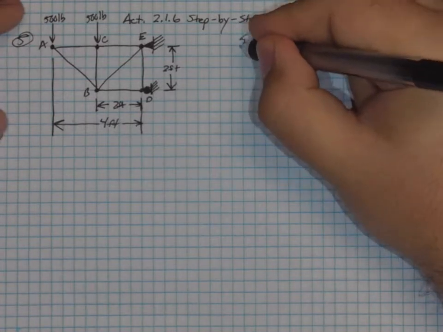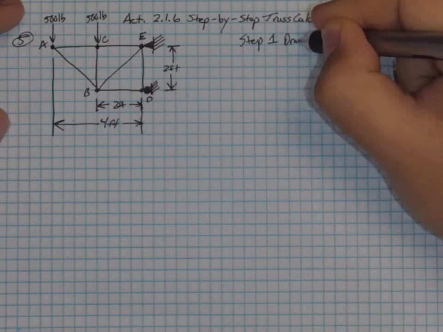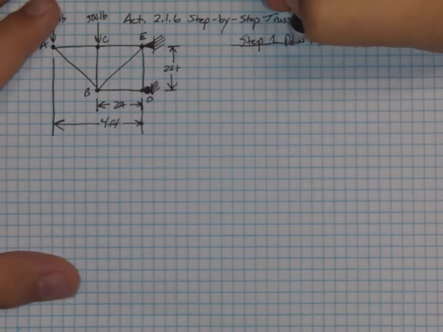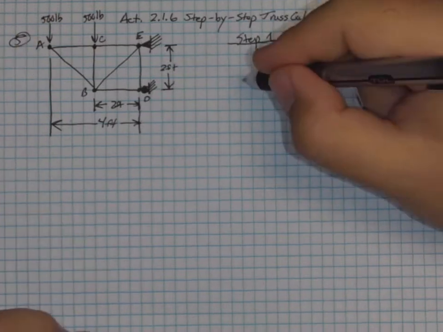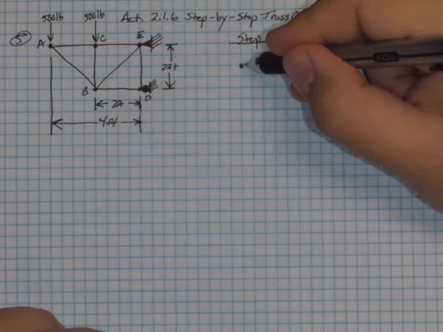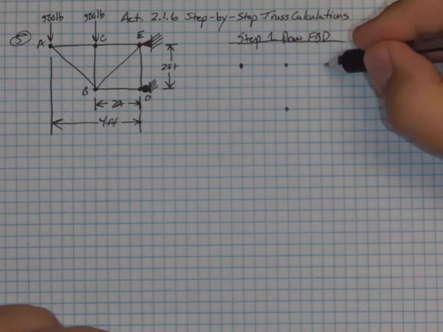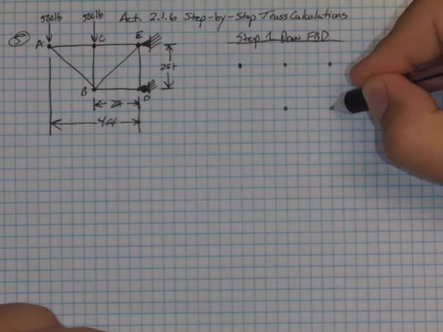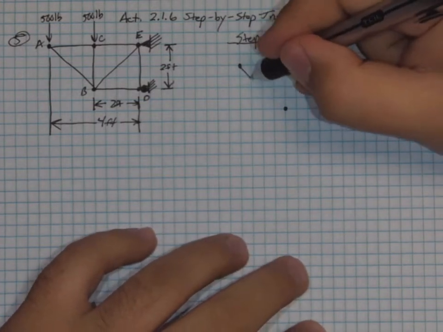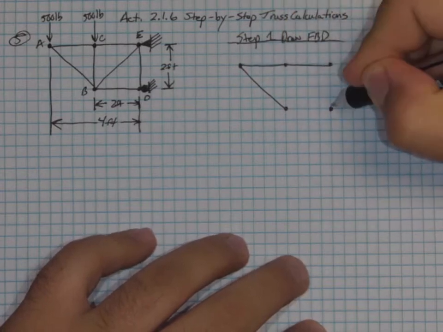So start off, step 1, we're going to draw the free body diagram. And here, I'm going to leave a little bit of room between our label, because I've got a few y direction forces. I'm going to go ahead and start off with drawing the truss members and joints.